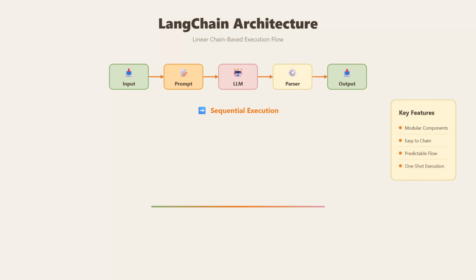The key features of this architecture include modular components that you can swap in and out, the ability to easily chain multiple operations together, a predictable flow where you always know what happens next, and one-shot execution where your chain runs once and produces a result. This linear approach makes LangChain incredibly intuitive for developers who are just getting started with LLM application development. Now let's turn our attention to LangGraph.